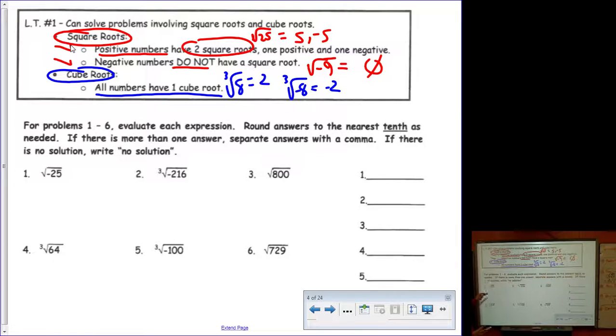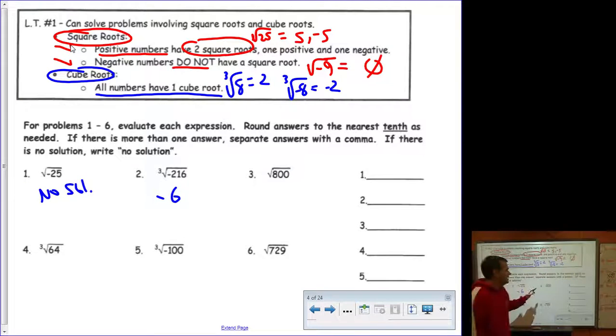All right, so number 1 is the square root of a negative number. There are no square roots of negative numbers. That is no solution. Number 2 is the cube root of negative 216. So I type that into my calculator and I find out it's negative 6. Number 3, the square root of 800. So this time I do the square root and I find out it's 28.3.